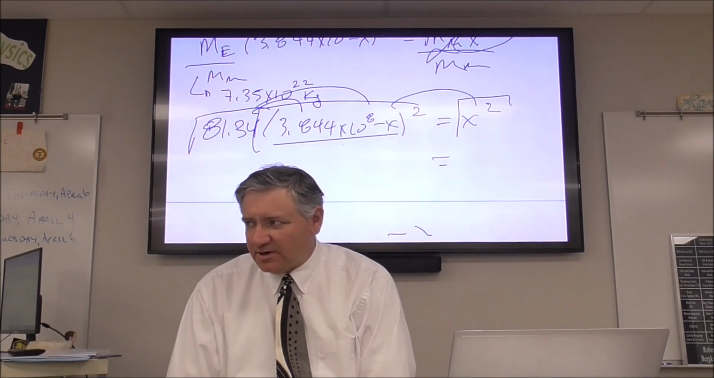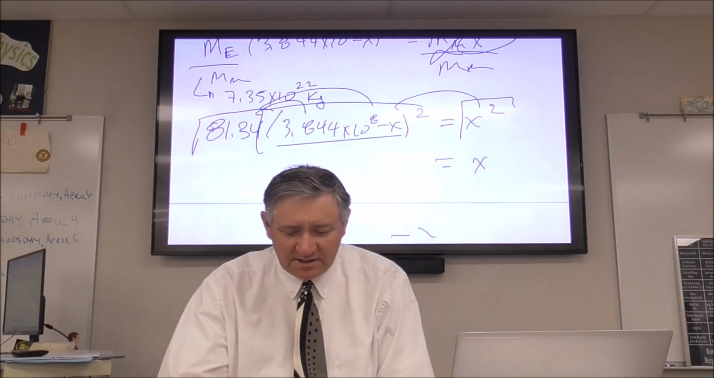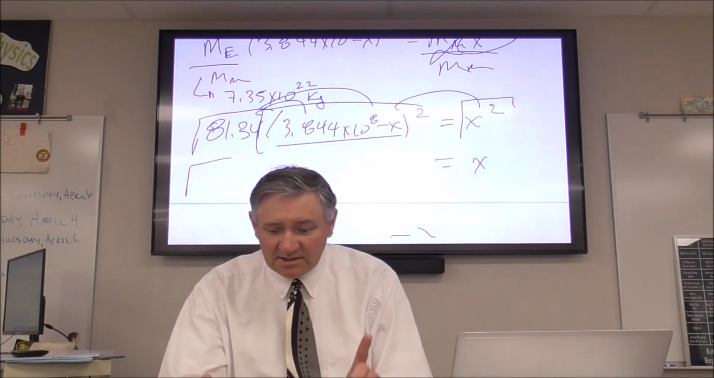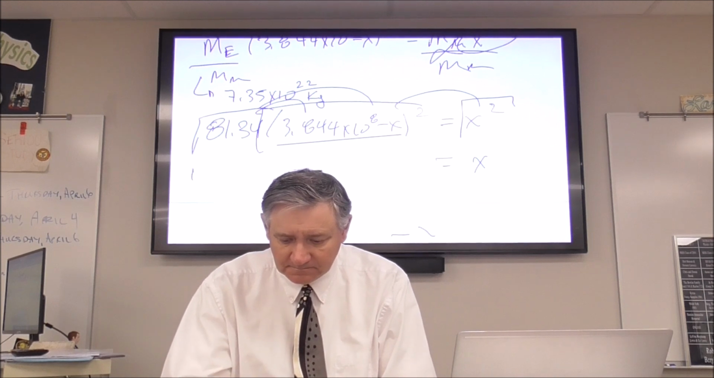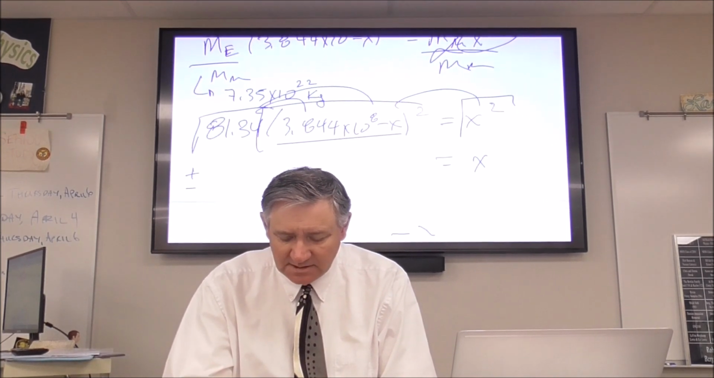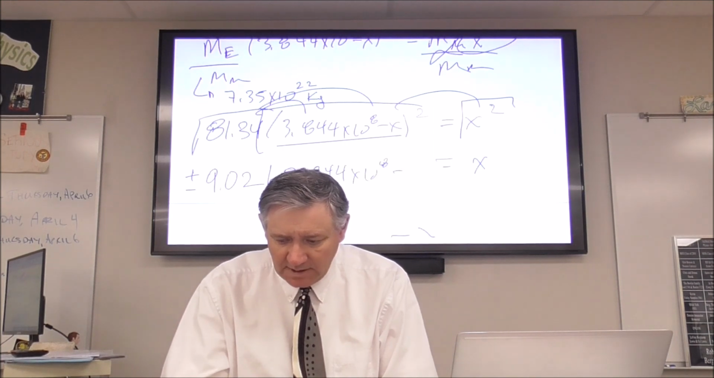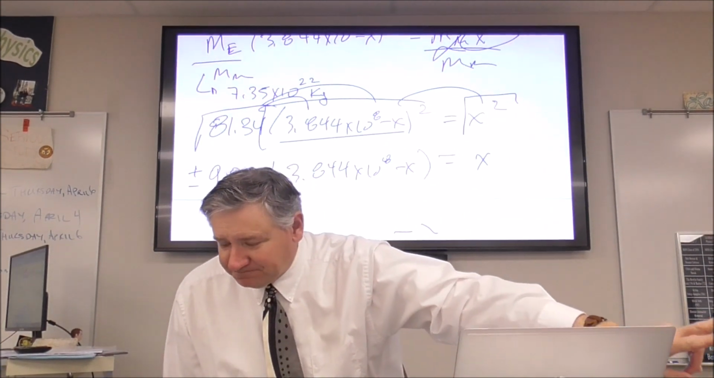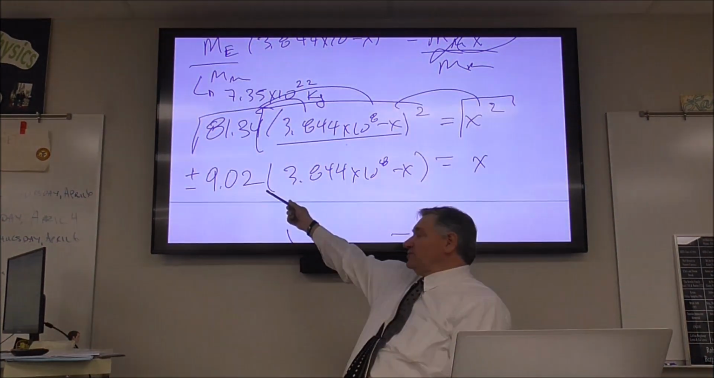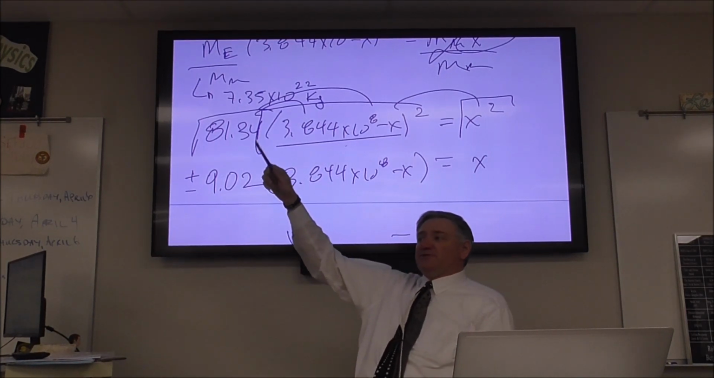So what's the square root of x squared? X, okay. Now, we're going to take the square root of 81.34. So somebody take the square root of 81.34. Nine something. What'd you get? 9.02. 9.02 times 3.844 minus x. Okay. So here's option number 2. You have 2 possible roots for the square root of 81.34. You have plus 9.02, you have negative 9.02.